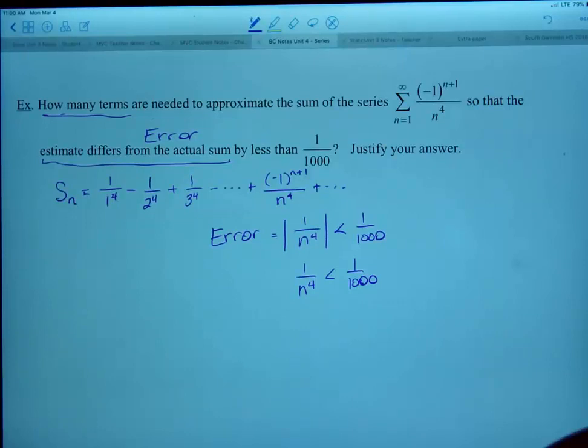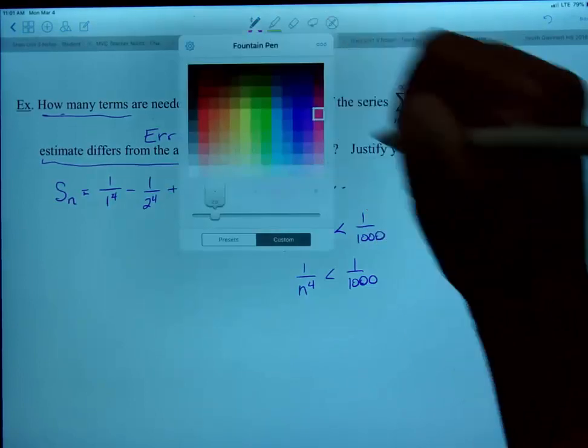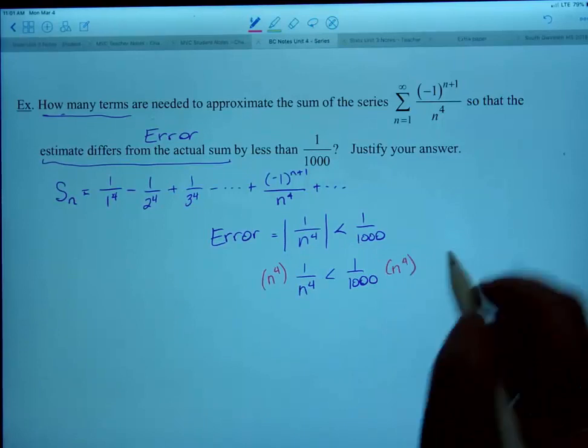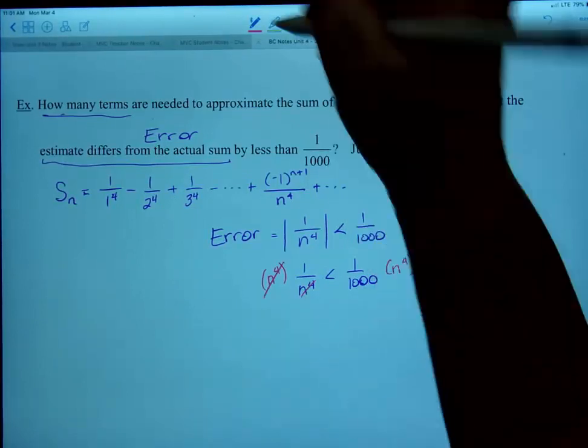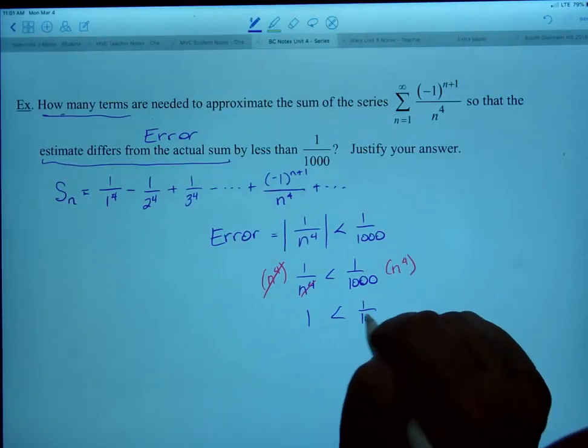How do I do the math? This is algebra. Multiply what? N to the 4th. It's dangerous to cross multiply with an inequality. Yes, you could, but you have to be very careful, so let's avoid that for now. Let's multiply by the n to the 4th because I don't like it on the bottom. So we're going to do an n to the 4th here and an n to the 4th here. These two will cross out. So that's 1 is less than 1/1000th n to the 4th.